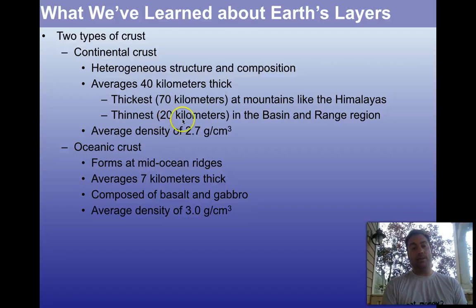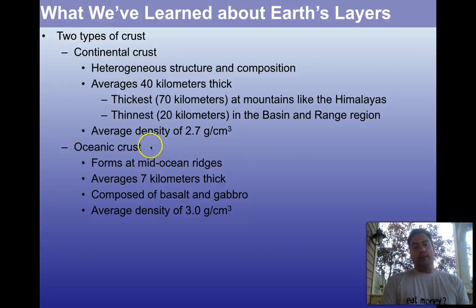But the thinnest area is about 20 kilometers in the Basin and Range. If you think of Basin and Range, think of eastern Nevada and western Utah. The average density of the continental crust is 2.7 grams per centimeter cubed. That's 2.7 times denser than water. That's kind of the better way to think of it.